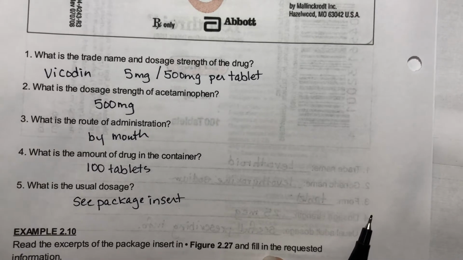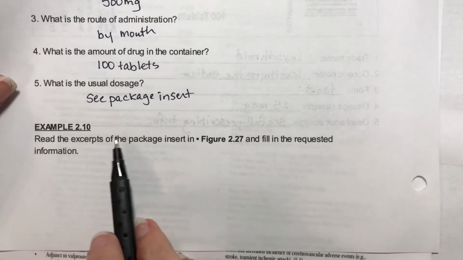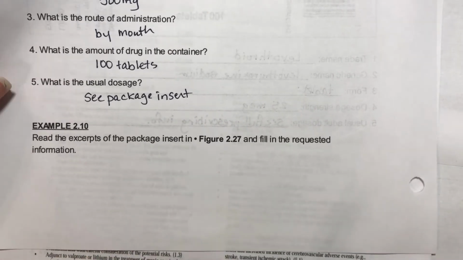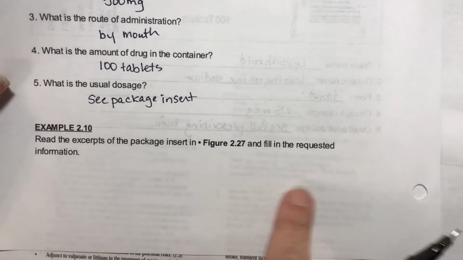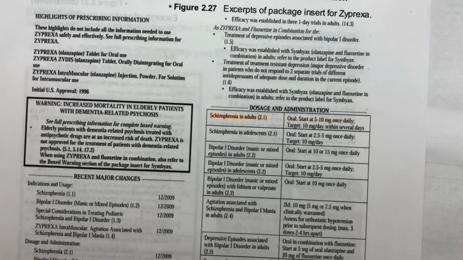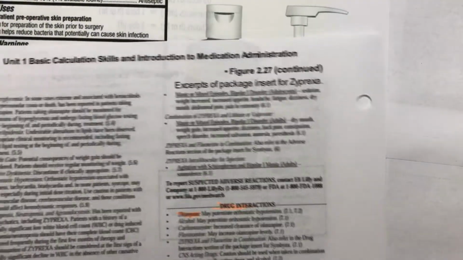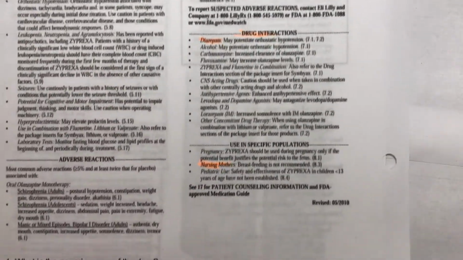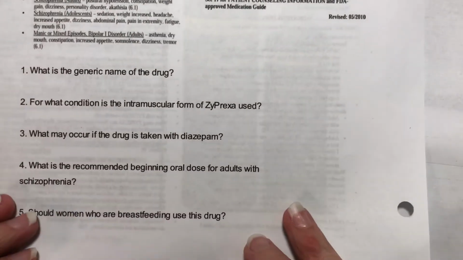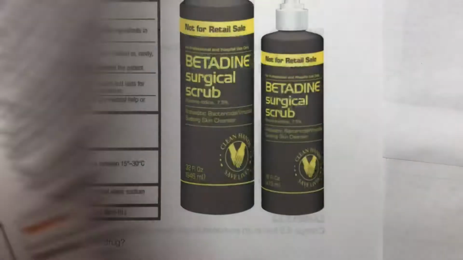Okay, now for question 210, we're supposed to read excerpts of the package insert, and that's provided to us on the next page, and fill in the requested information. Okay, so let's see what we have here. We have this giant sheet with a whole bunch of information in it that's really small print. And the next page we have even more. Okay, now we get down to the questions. What is the generic name of the drug? So I'm going to come back over here.